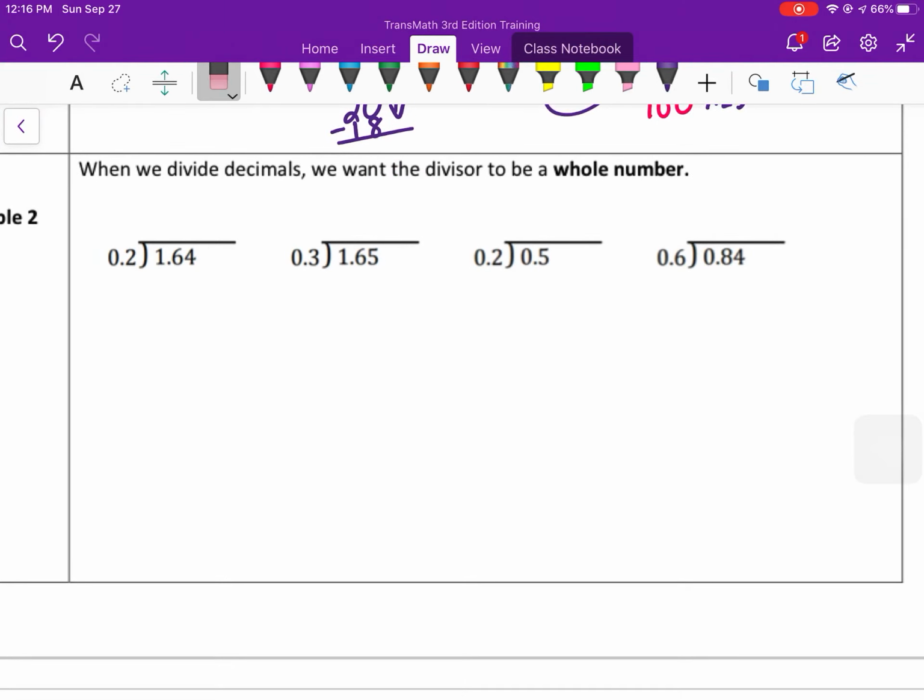Okay, so here's a review for dividing decimals. I'm going to erase this so it's out of my way. Remember that when you divide decimals, you want the divisor to be a whole number. That's the number that you're dividing by.